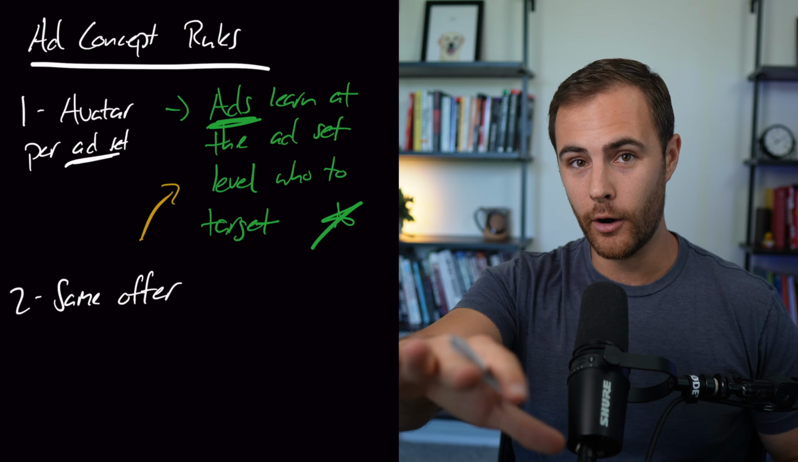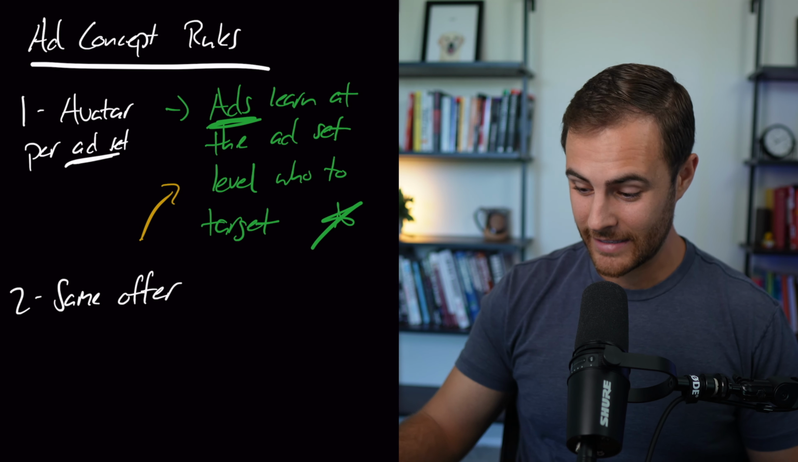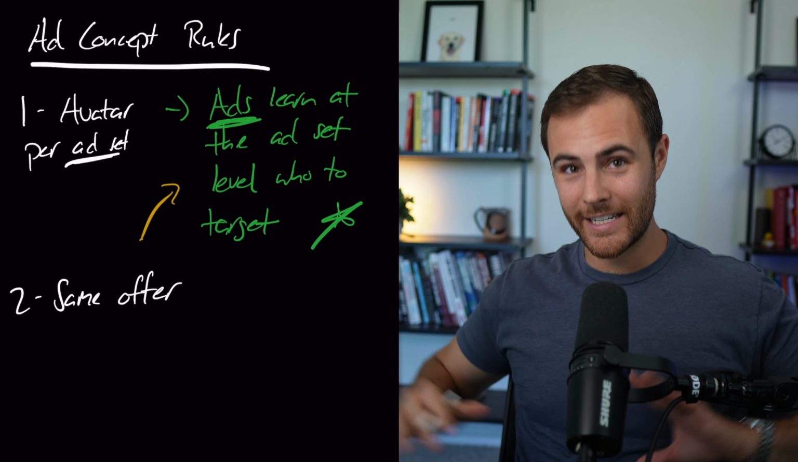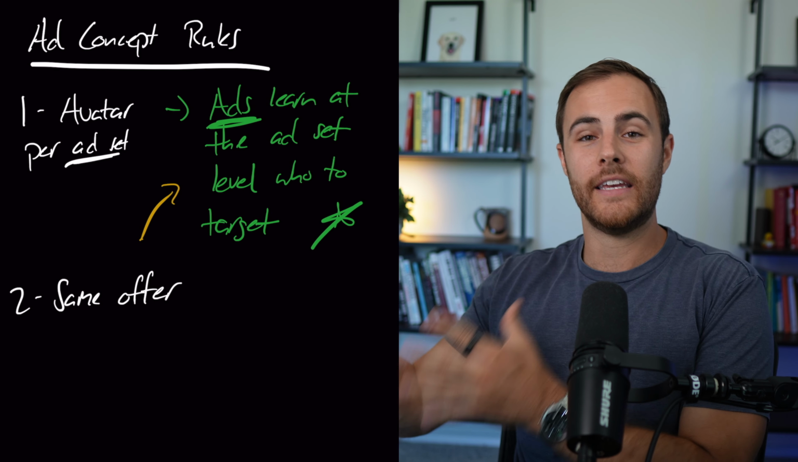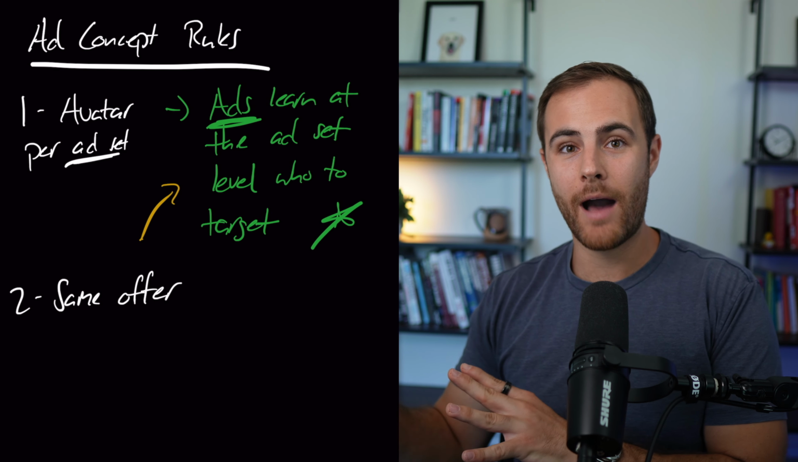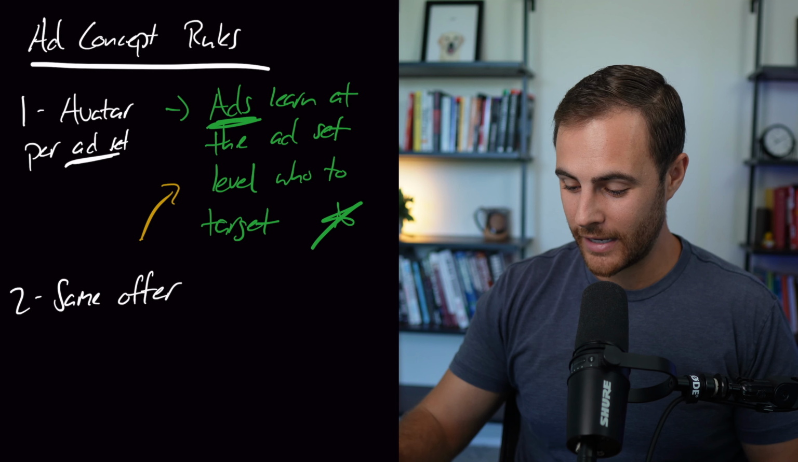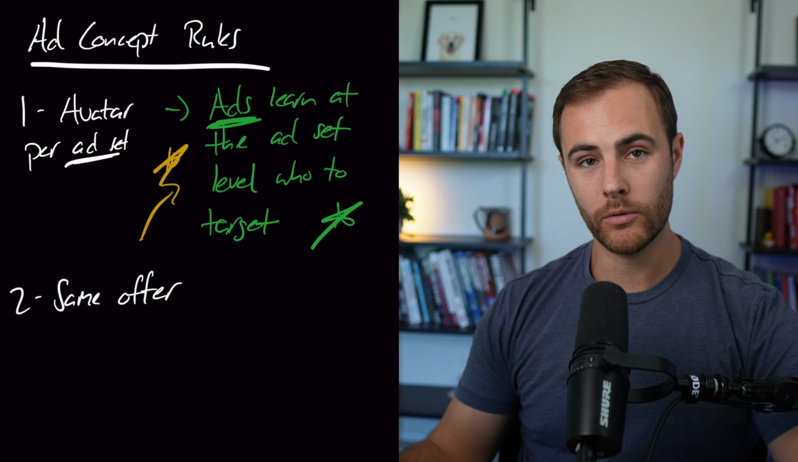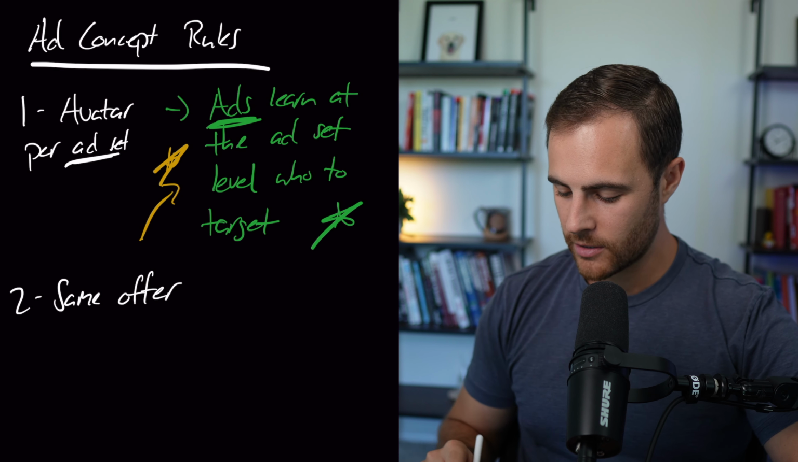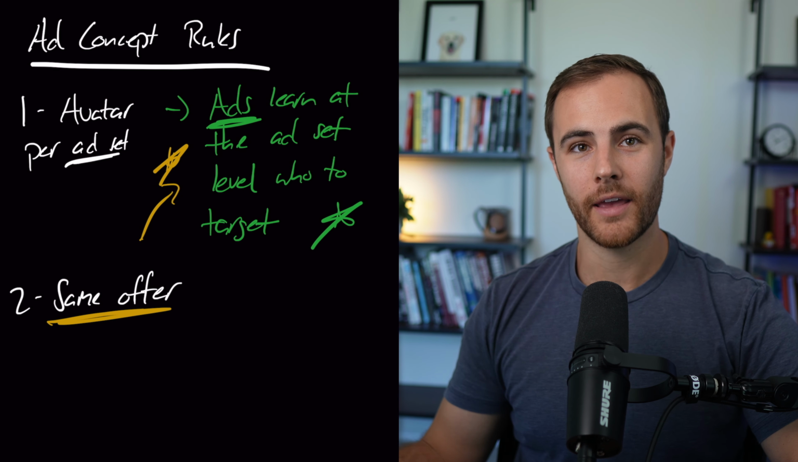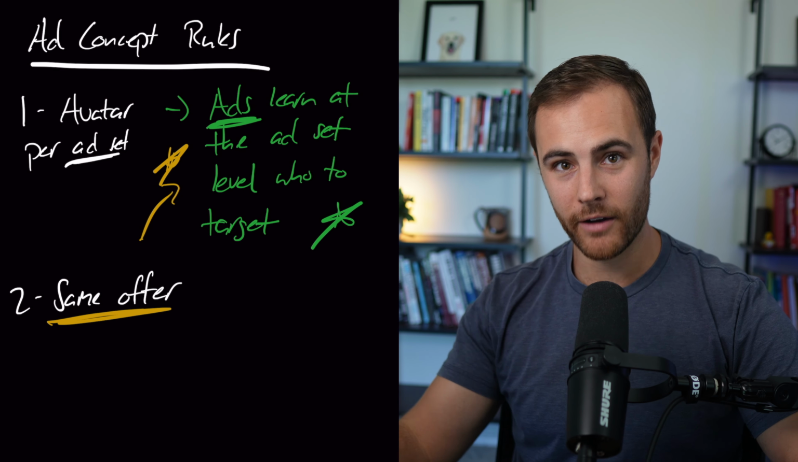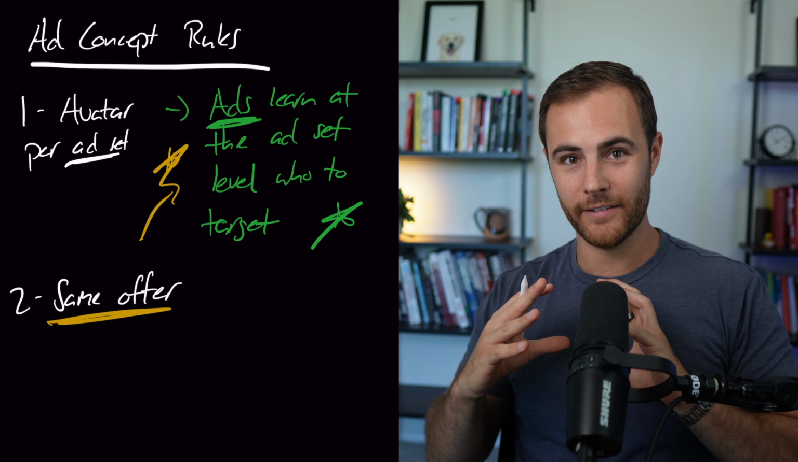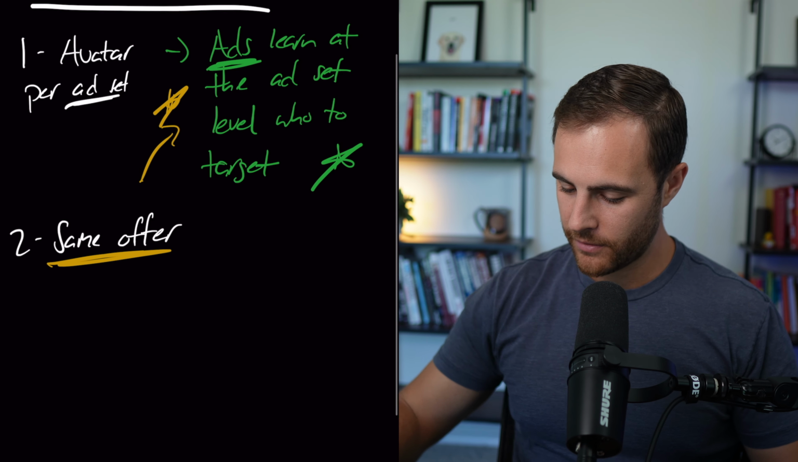But what you didn't know is, again, the ads in the ad set work together to get you leads. The learning happens at the ad set level. So to make this really efficient, when we are scaling these campaigns, we want to make sure we have the same offer per ad set. So same avatar, same offer, because the ads work together. Really important.